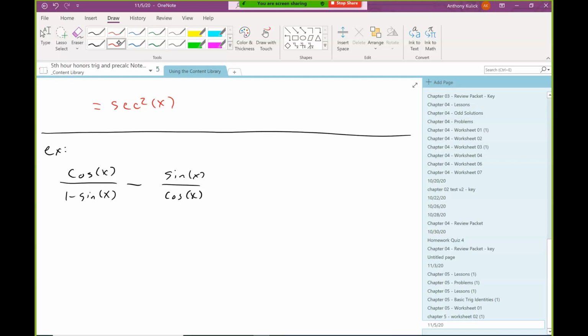Here's my suggestion to you. Let's make a common denominator and subtract these two fractions. That's what I would want to do as my first step. Abigail. Of course. So to make a common denominator, what do we have to multiply the first fraction by? Cosine over cosine. And what do I have to multiply the second fraction by? Not sine over sine. 1 minus sine over 1 minus sine.